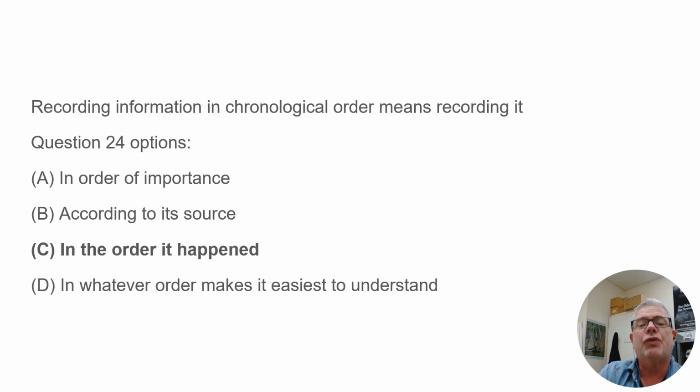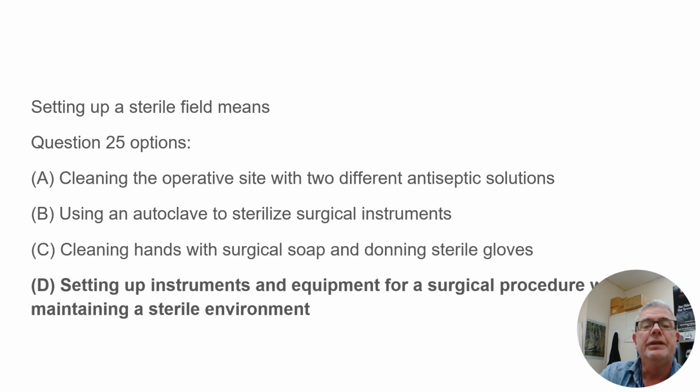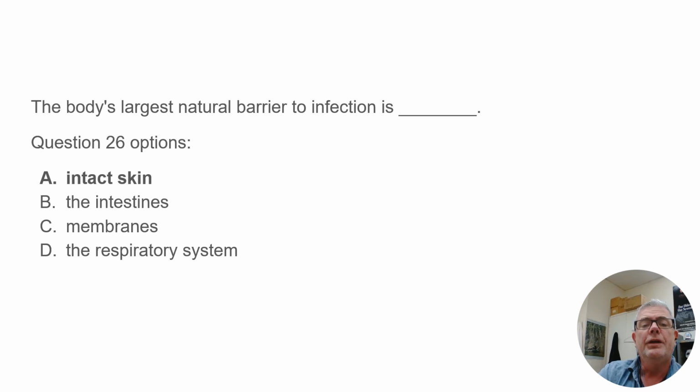Recording information in chronological order means recording it in the order that it happened. First this, then that, then the next thing, step by step. Setting up a sterile field means setting up instruments and equipment for surgical procedures and maintaining a sterile environment. The body's largest natural barrier to infection is intact skin. Once the skin is breached, however, then infection becomes more likely.